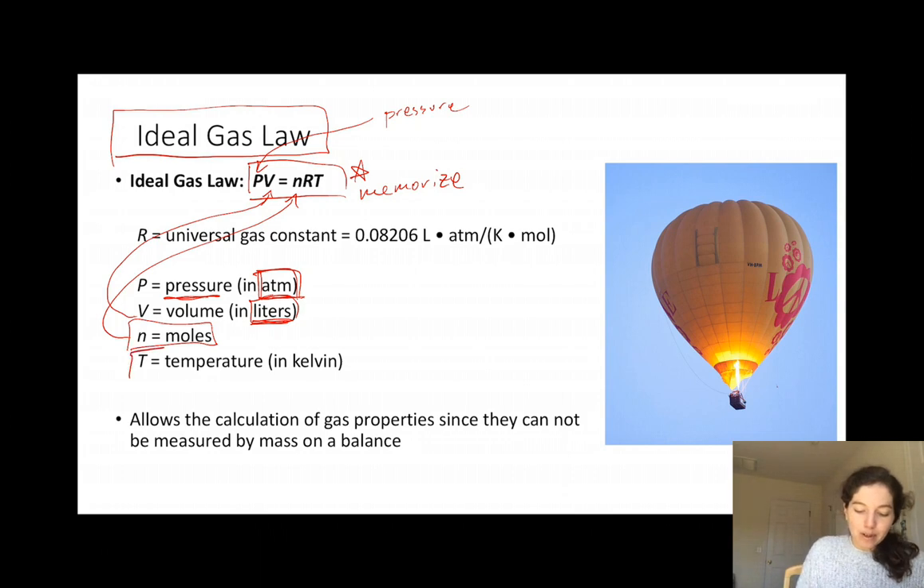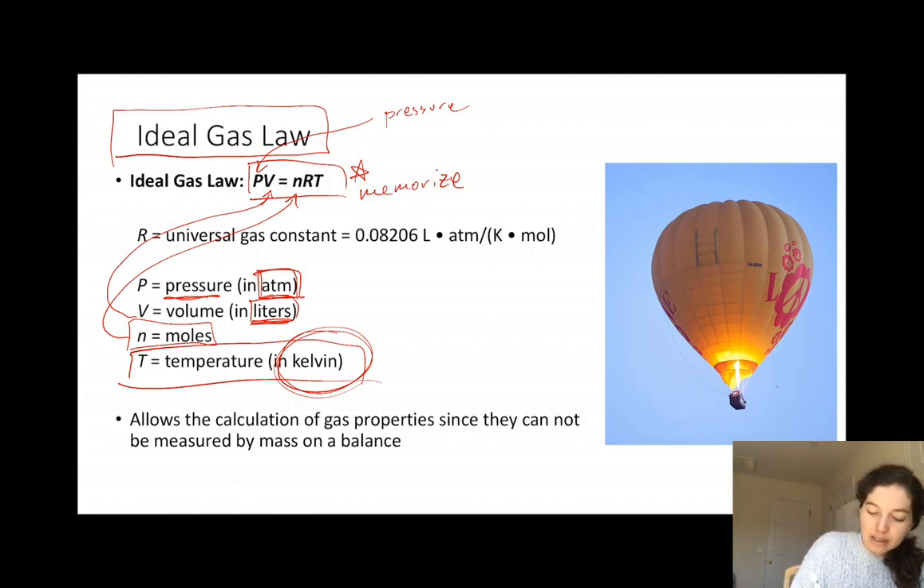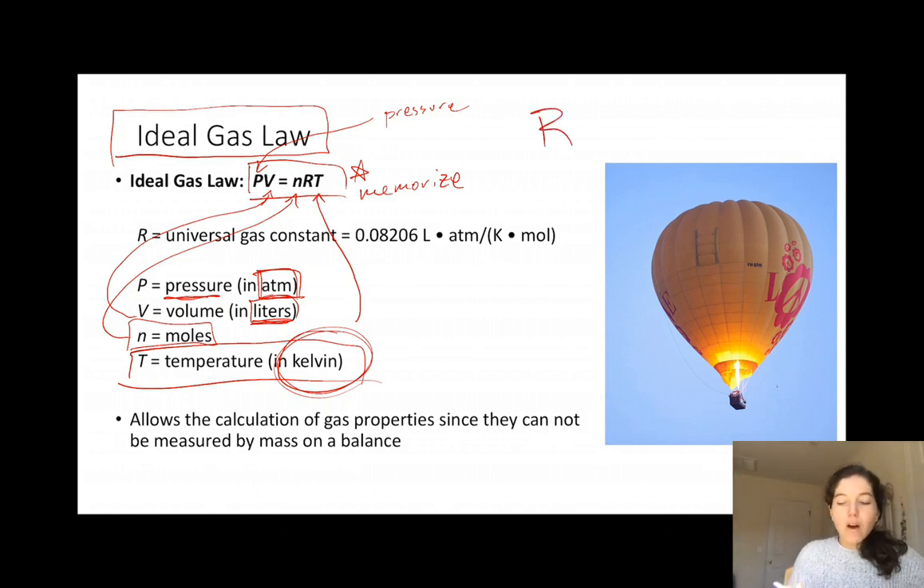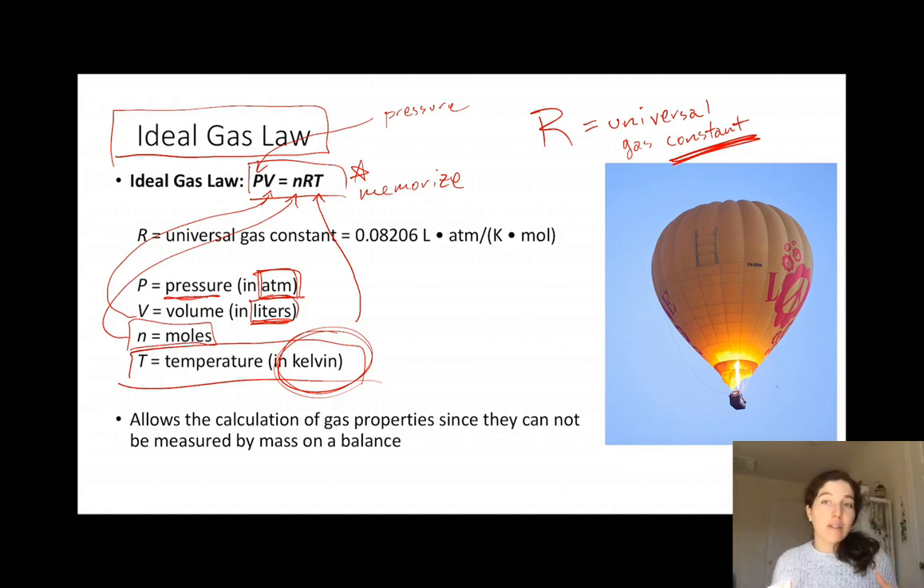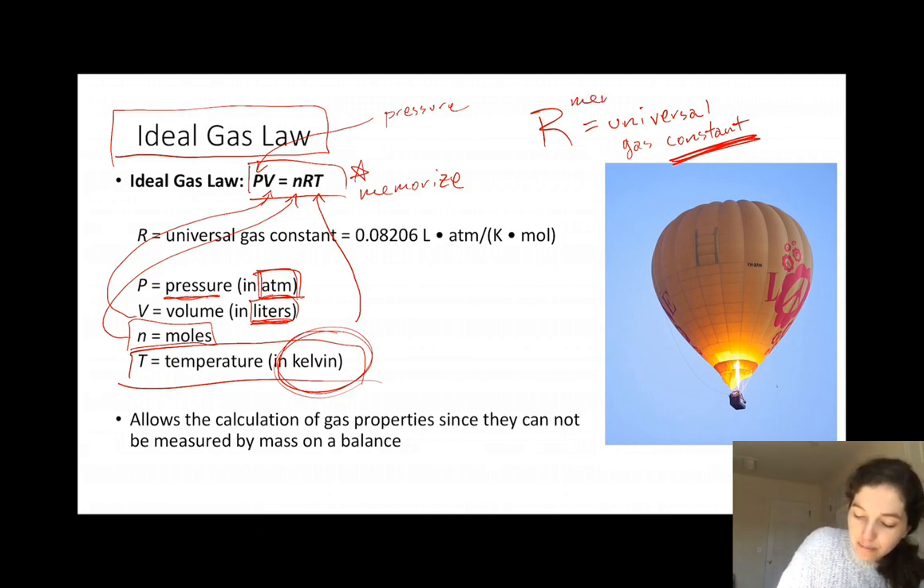And then T is temperature. Awesome. Please note that it is in Kelvin. It's not in Celsius like we normally use in chemistry. It is in Kelvin. So that's our temperature in here. Okay. And then we have this thing called R. R is our universal gas constant. So it's a constant number that was calculated that relates all of these variables to each other. It allows us to compare pressure, volume, and temperature and number of moles to each other. And it's just a standard number, okay? So you're going to need to also memorize this as well. You'll be using it a lot.